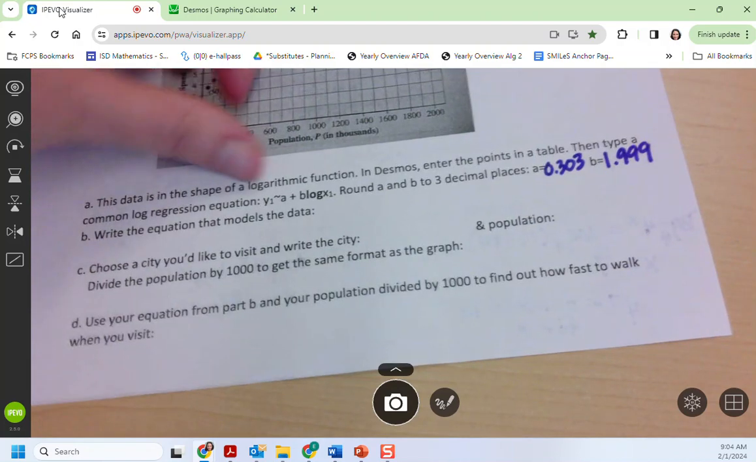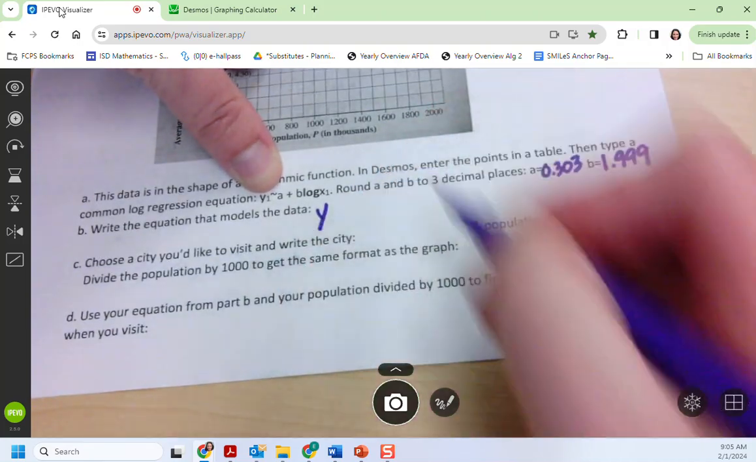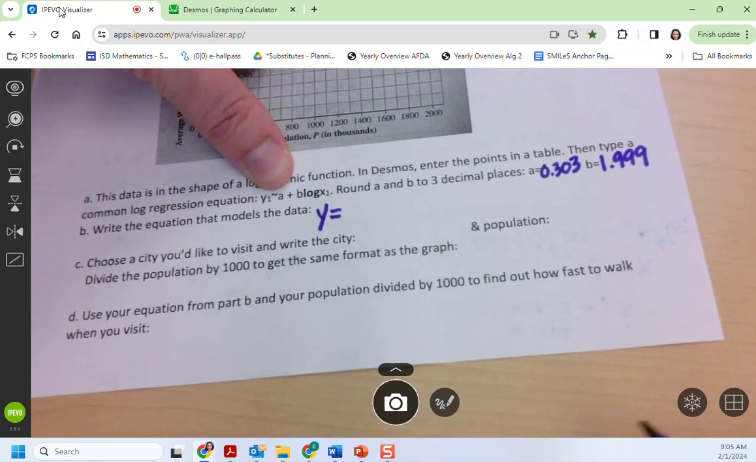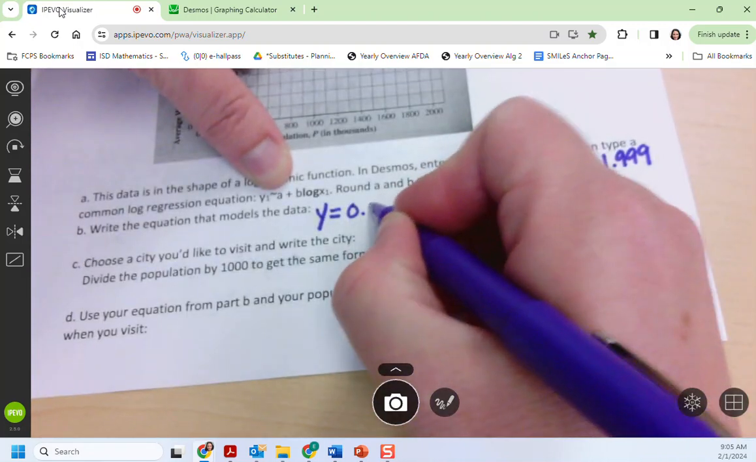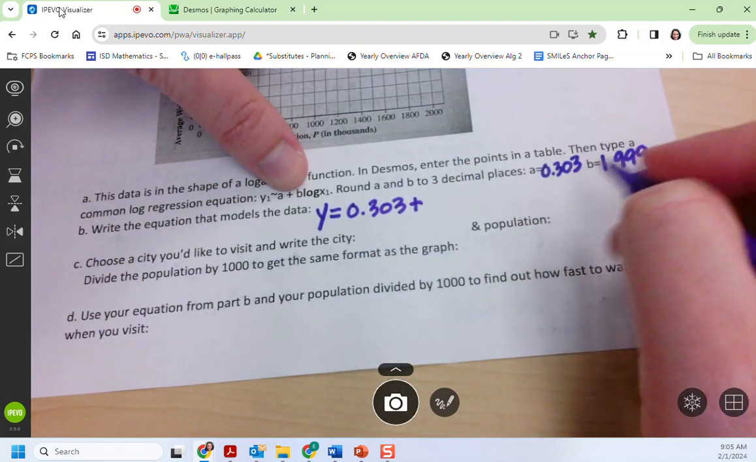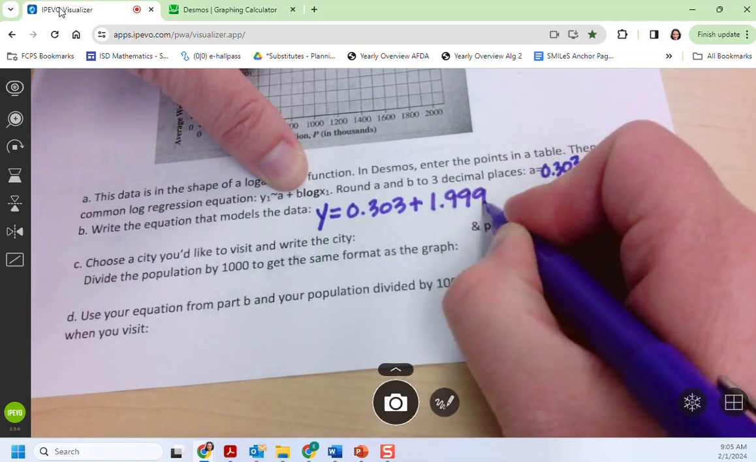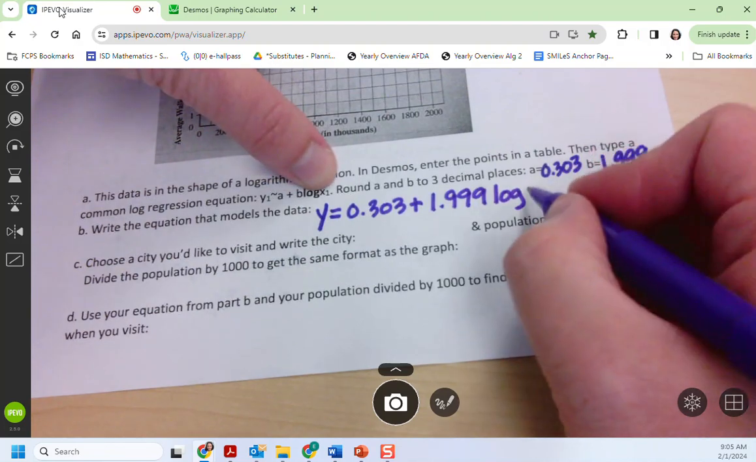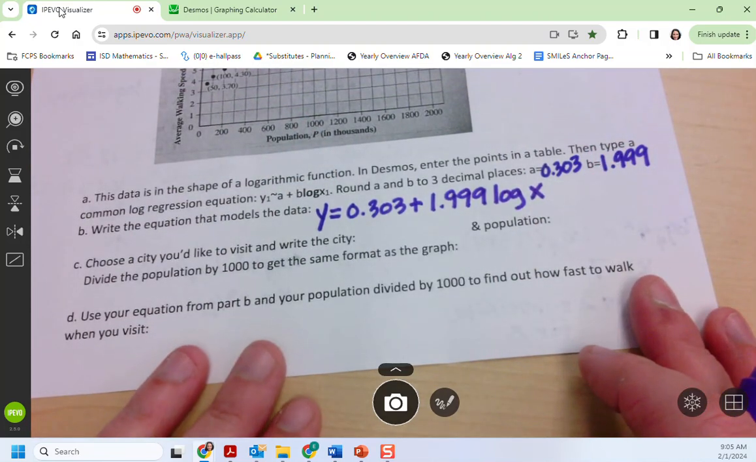All right, so to write the equation, instead of y1, we write y. And instead of tilde, we put equals. Then for the a, I'm going to put the a number, 0.303, plus, and instead of b, I'm going to put the b number, 1.999. Then log, and instead of x1, I just write x. Okay, so that's how my equation looks when I write it.